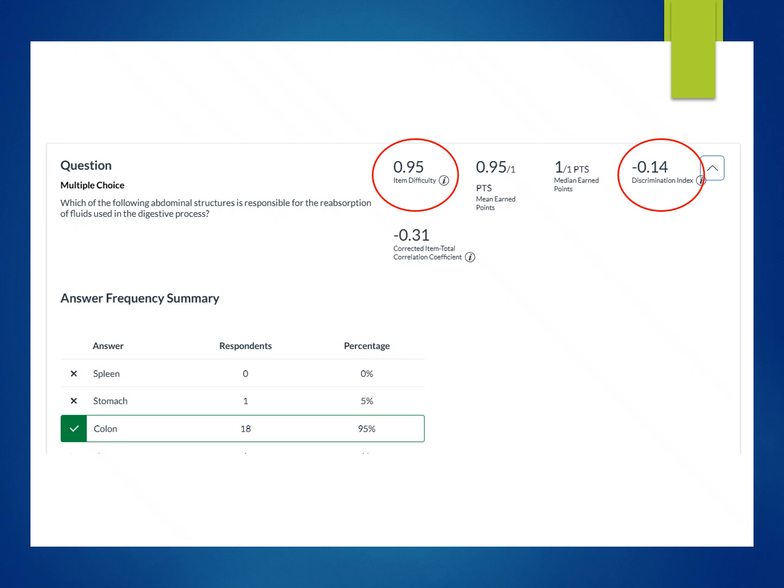This is a great example of why we don't just look at how many students got a question right. We look at who got it right. That's what makes item analysis so powerful. It helps us spot questions that aren't doing their job, even if they seem fine on the surface.